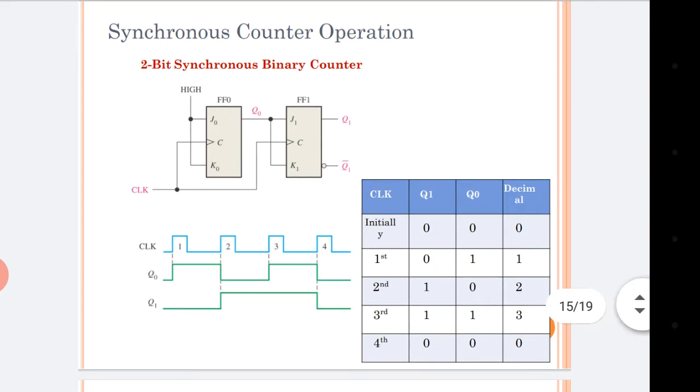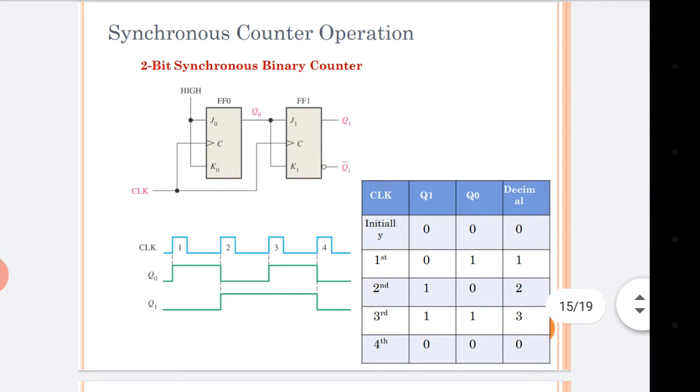Observe the truth table now. Let us assume that initially the outputs of both the flip-flops are 0. As shown in the truth table, Q1 is 0 and Q0 is 0. For the first rising edge, as per our discussion, Q0 will toggle from 0 to 1 because both its inputs are connected to 1. And the second flip-flop will remain unchanged.